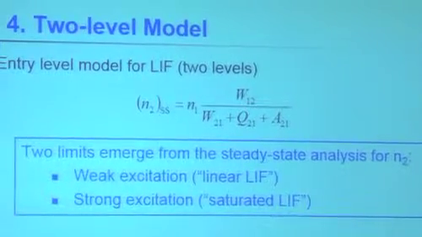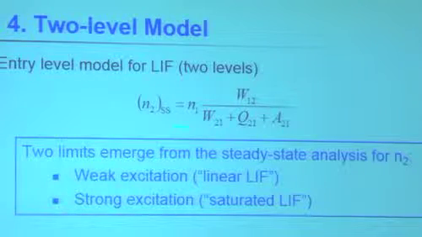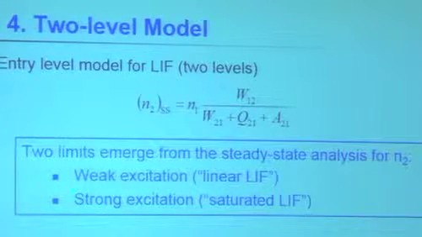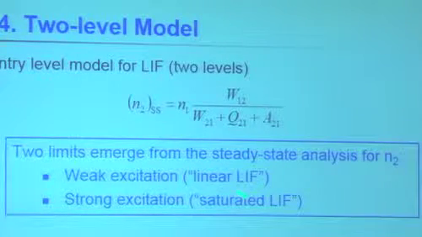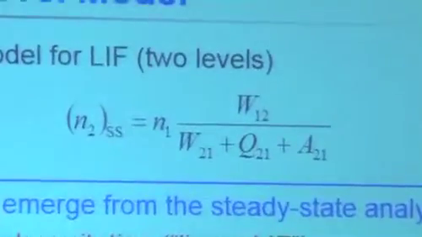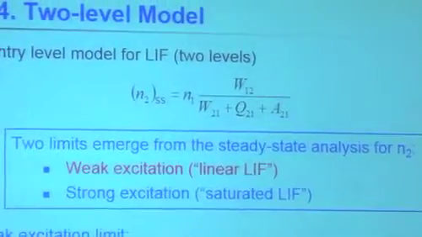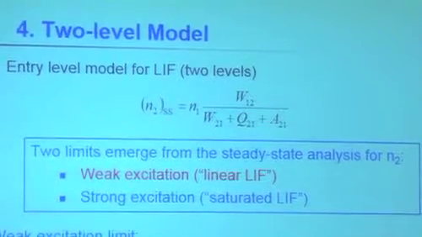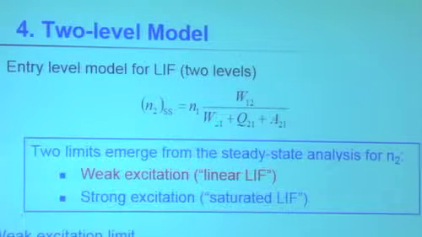And now it turns out that there are two interesting limits to solve this. One's called the weak excitation or linear regime. One's called the strong excitation or saturated regime, which has to do with the relative values of these terms in the denominator. We'll look at the weak excitation first. Weak excitation means that the induced emission from 2 is weaker than the other terms. So you need this one because that's the only way you get signal. This one you don't necessarily need. These are the removal terms. And it's okay if this one is smaller than these two. And when it is, I can replace that.